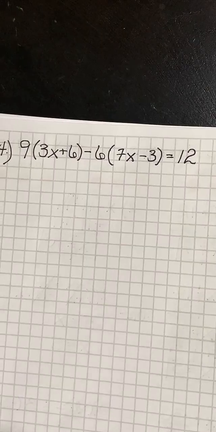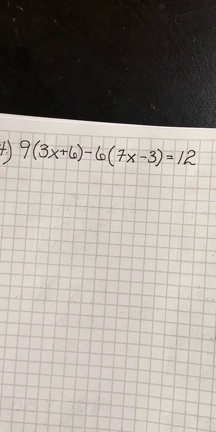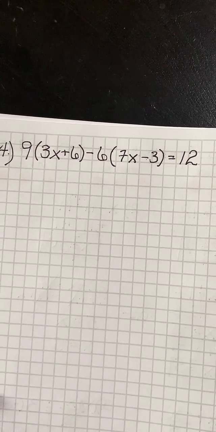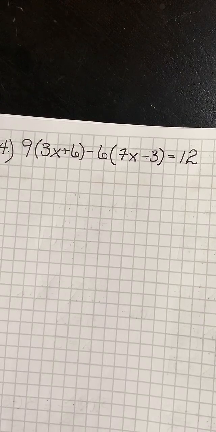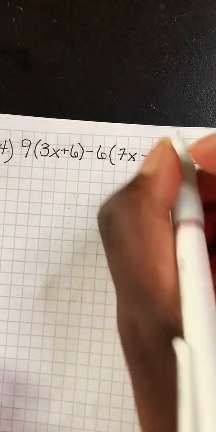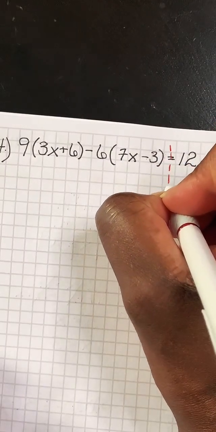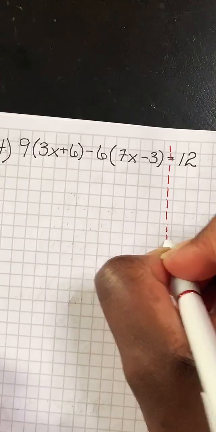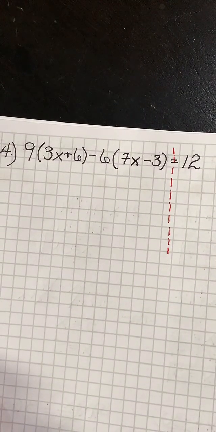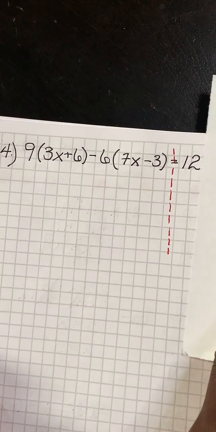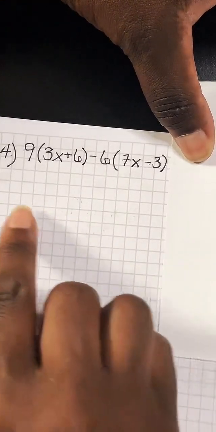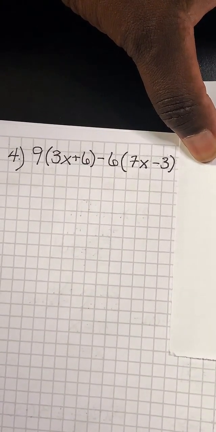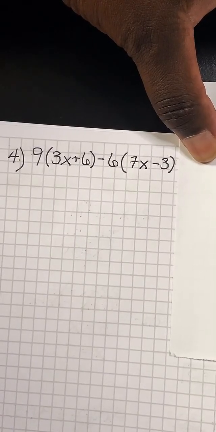Okay. All right. So we have a couple of things happening here. We have 9 times 3x plus 6 minus 6 times 7x minus 3 equals 12. All right, so where's my equal sign? My equal sign is right here. So I know what one side and the other side will look like. What I'm going to do is cover up the side that has the 12 because we only have a number over there. But there's a lot of action going on over here. I saw like terms, and I also saw distribution.